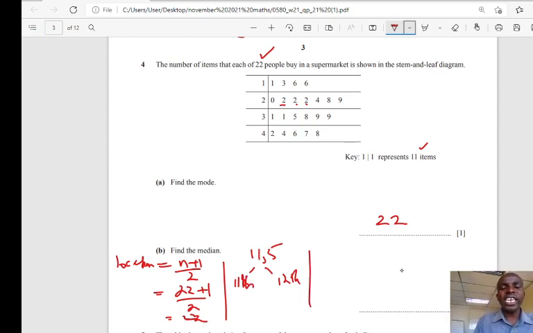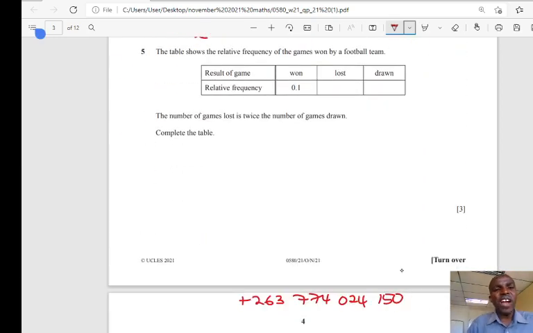So you check here, which one is your 11th and your 12th value? You say 1, 2, 3, 4, 5, 6, 7, 8, 9, 10. 11 is this one and 12 is this one. So the 11th is 29. The 12th is 31. You add the 2, then you divide by 2. That will be the median. 29 plus 31 divided by 2. 29 plus 31, 60 divided by 2. You get 30. That's the median done.